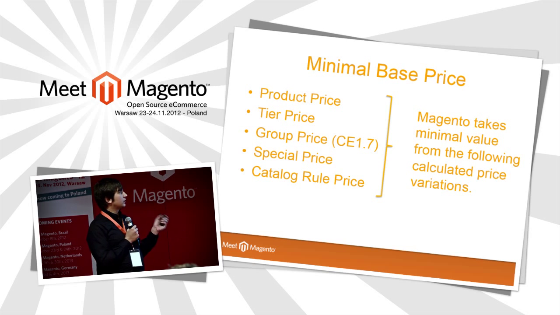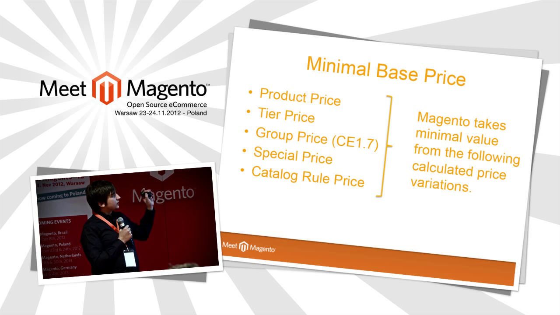So the minimal base price can be the product price itself, that price attribute. It can be a tier price, group price, a special price, and catalog rule price. Something very interesting about all of this is that they are all taken by Magento for the quantity. If it's minimal price, it takes quantity 1. And for tier prices, it retrieves the minimal available price. It takes product price, tier price, group price, and special price, and takes the minimal value of them. So if you have, for instance, a special price that is higher than the product price, then the product price will be taken instead of the special price. Magento always takes the minimal one.